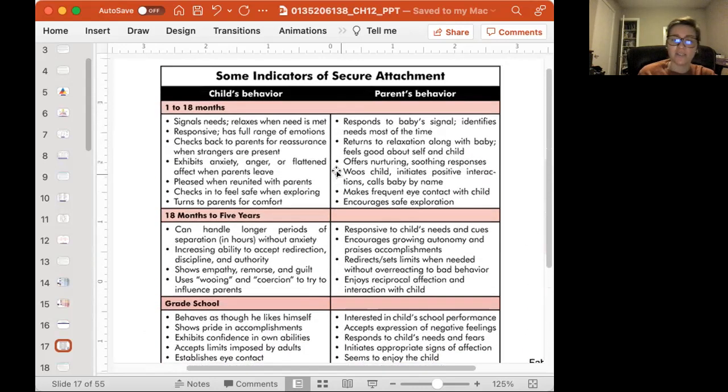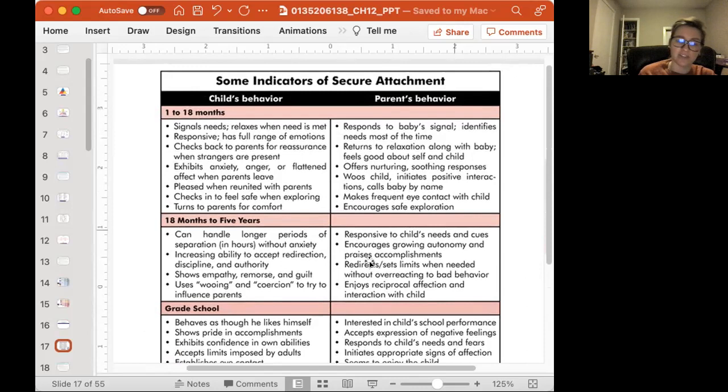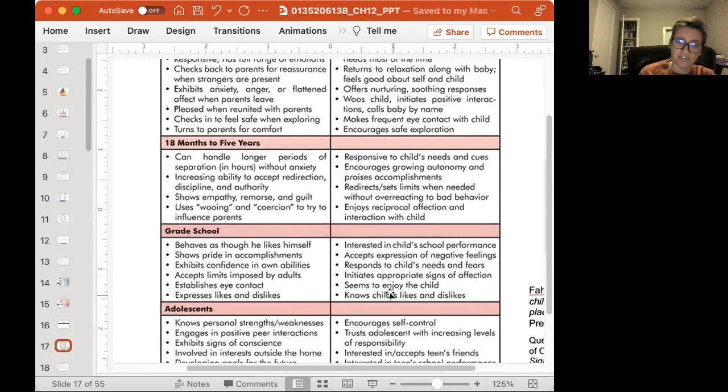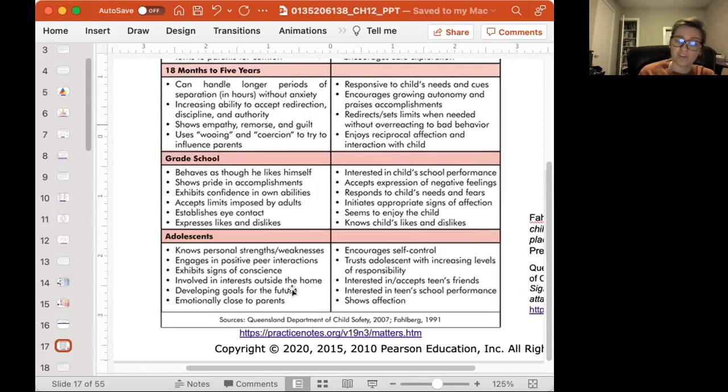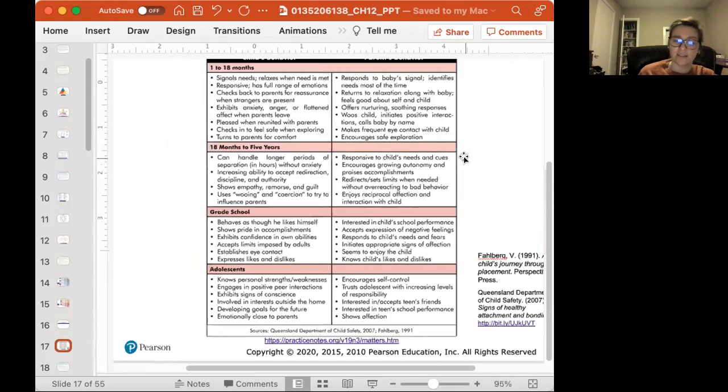So you may not always come across these secure attachment features in your clients' relationships, but it's definitely something you want to strive for, whether you're working with children, parents, or adults that had these issues as children, things like that, right?